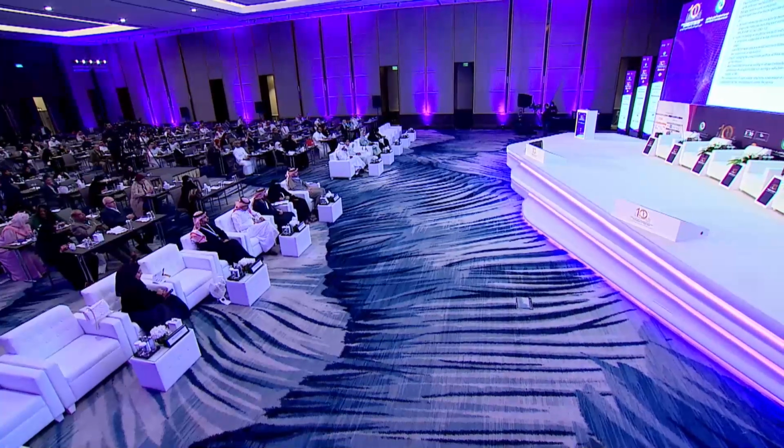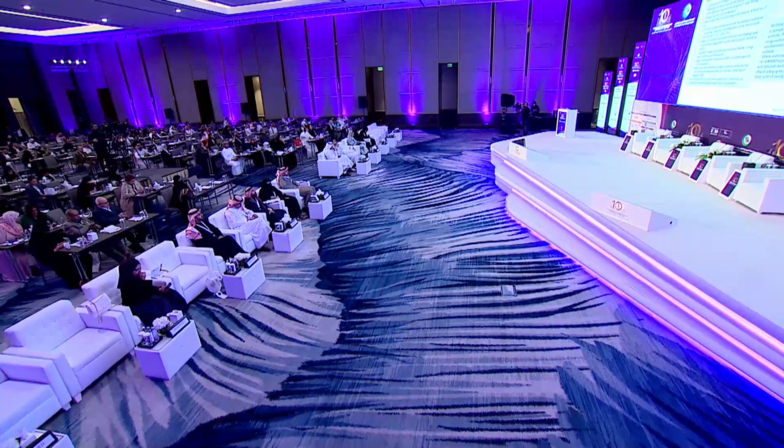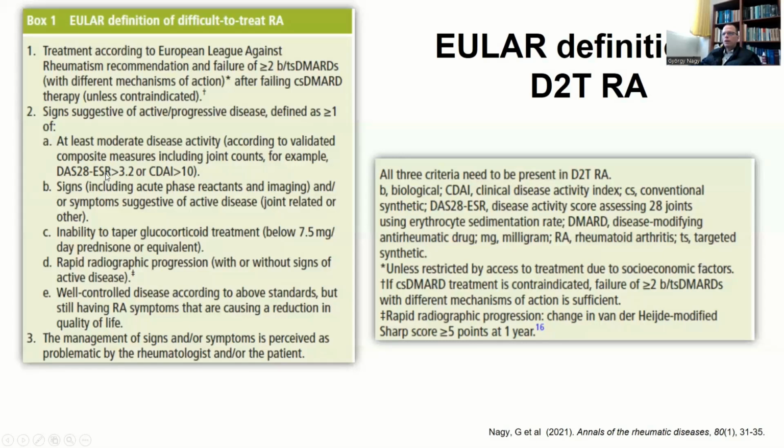A is that the patient should have at least moderate disease activity according to validated composite measures, including joint counts. For example, DAS28 should be higher than 3.2 or CDAI more than 10. B includes any signs, including acute phase reactants and imaging, or symptoms suggestive of active disease. These might be either joint-related or other. We all know that some patients may have joint symptoms which are not included in DAS28, like, for example, feet joints. C is inability to taper glucocorticoid treatment below 7.5 milligram per day prednisolone or equivalent. This is a good compromise if we come back to the survey, because there we asked 5 and 10 milligrams prednisolone equivalent daily, and finally the task force decided to include 7.5.